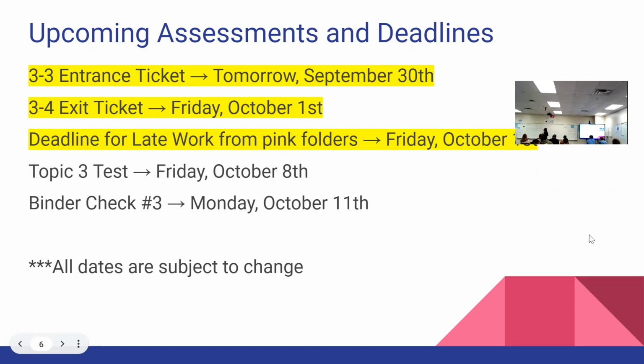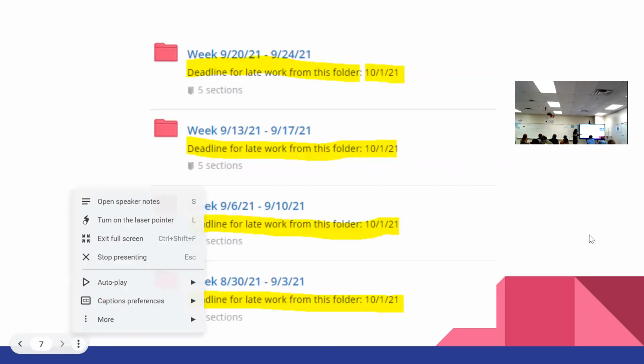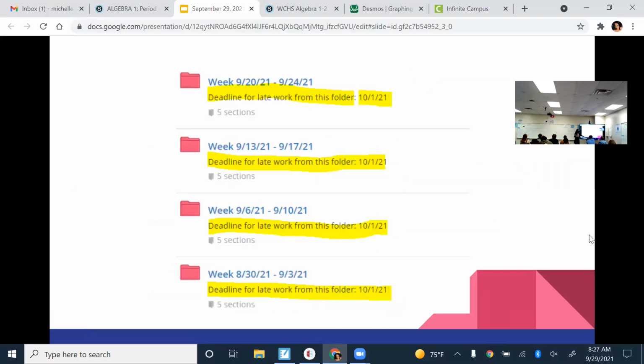All right, so that normally would be an exit ticket. Since the lesson's so short, we're making it an entrance ticket for tomorrow. So like first 15 minutes of class, you'll do like 3 problems on what we learned today. So again, if you have questions, you need to be asking. Any questions about anything else? All right, so we've already talked about this. Just friendly reminders. Deadline for late work from the pink folders is this Friday, so get it done.